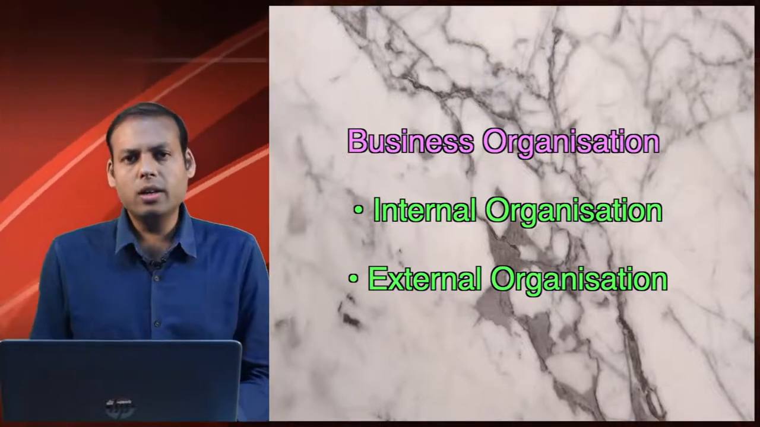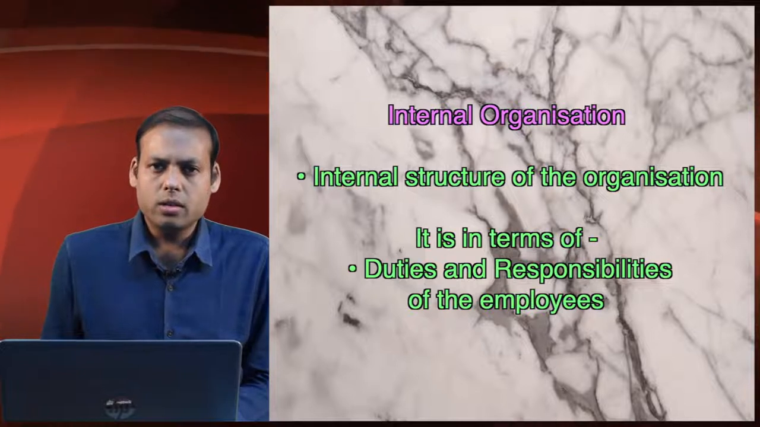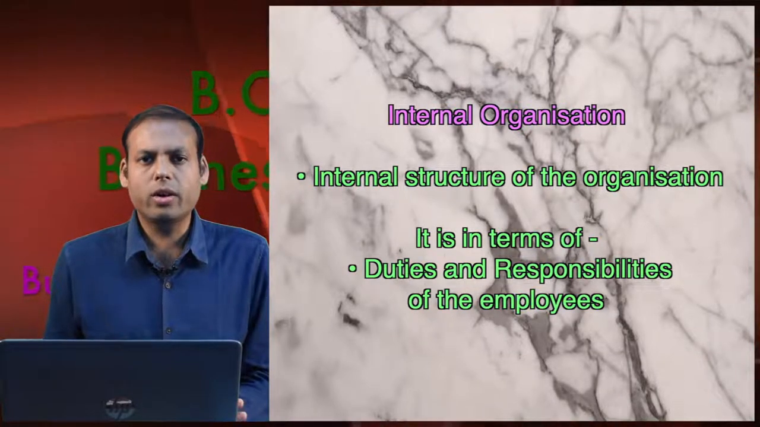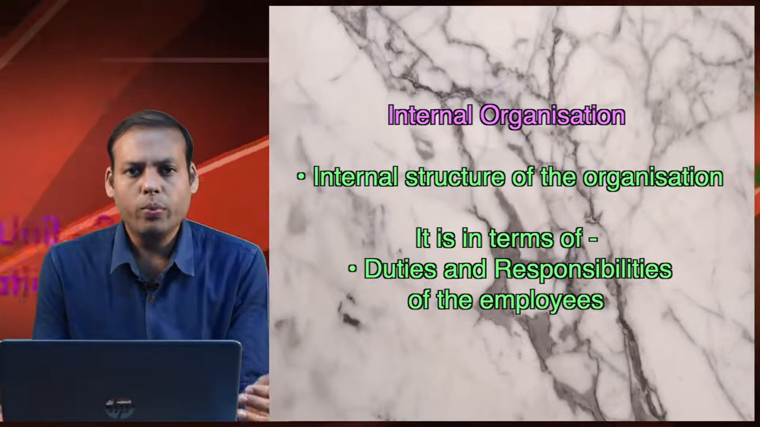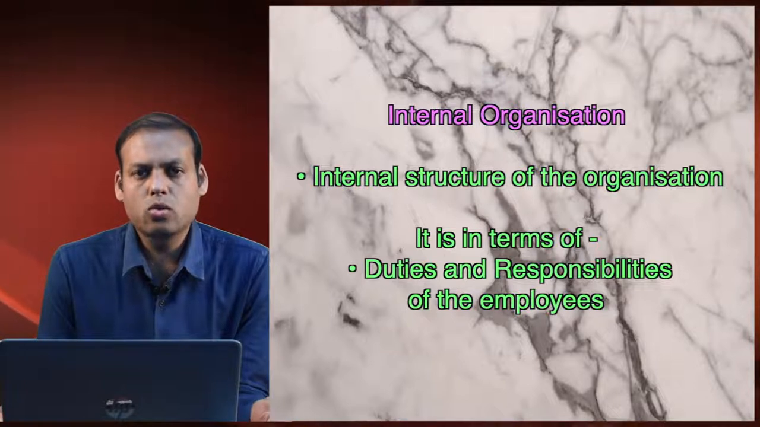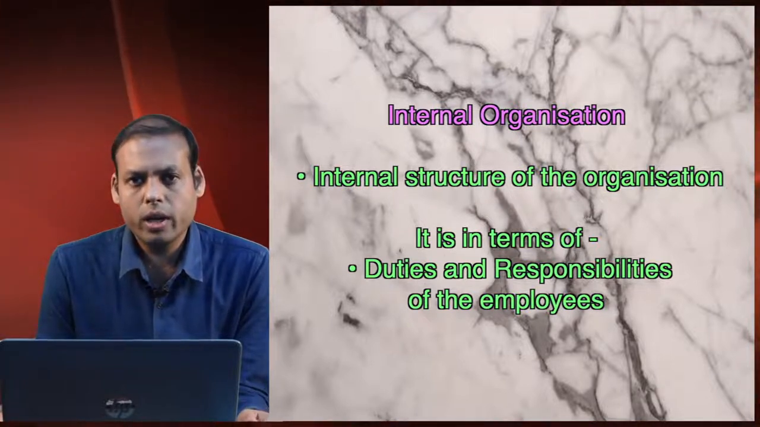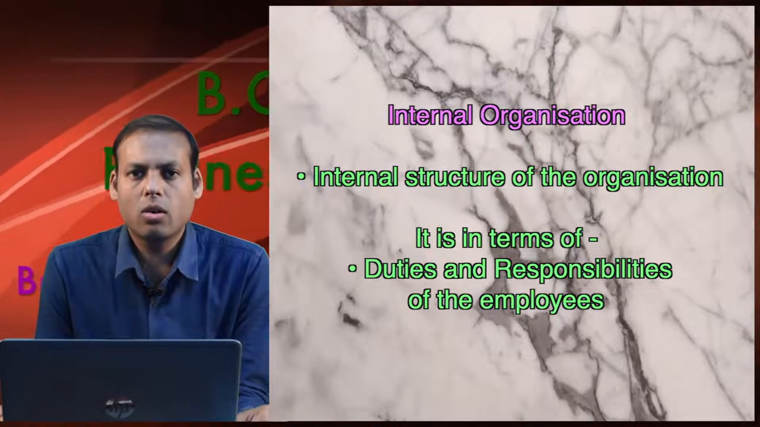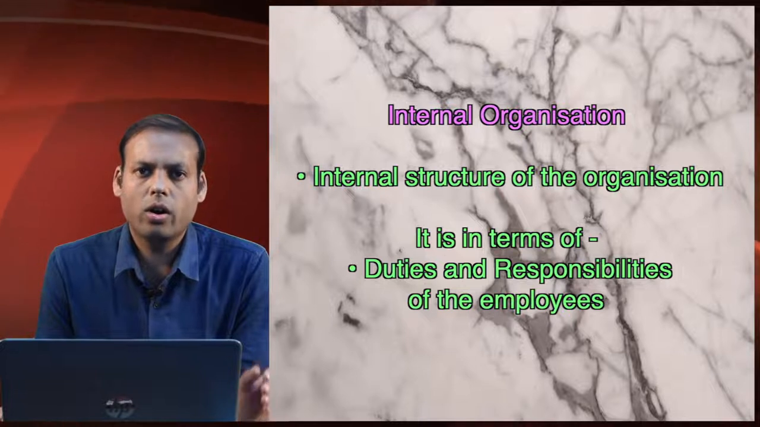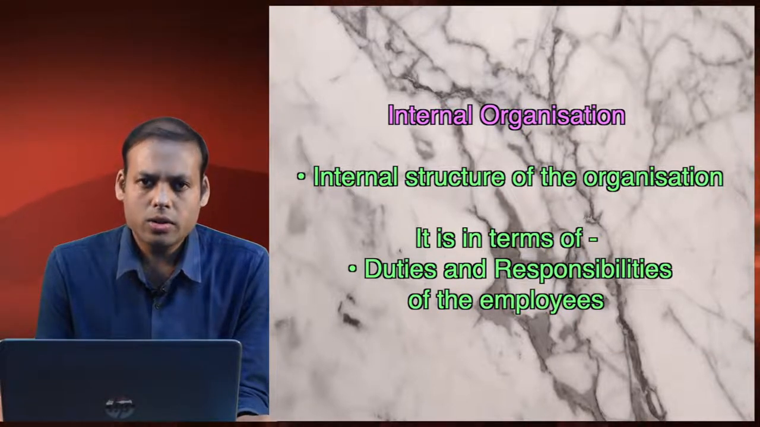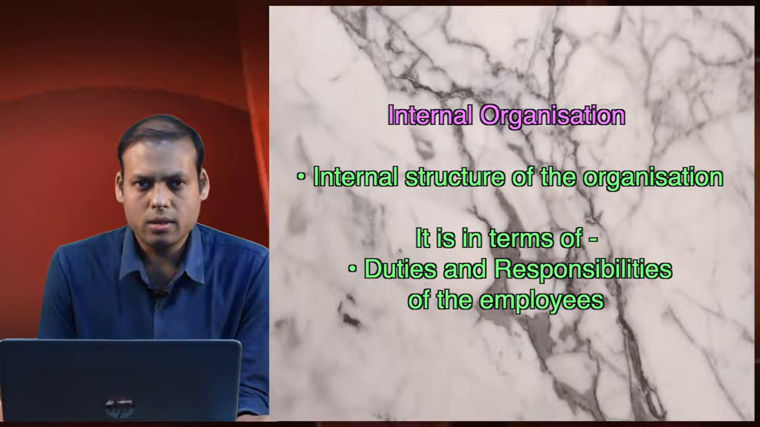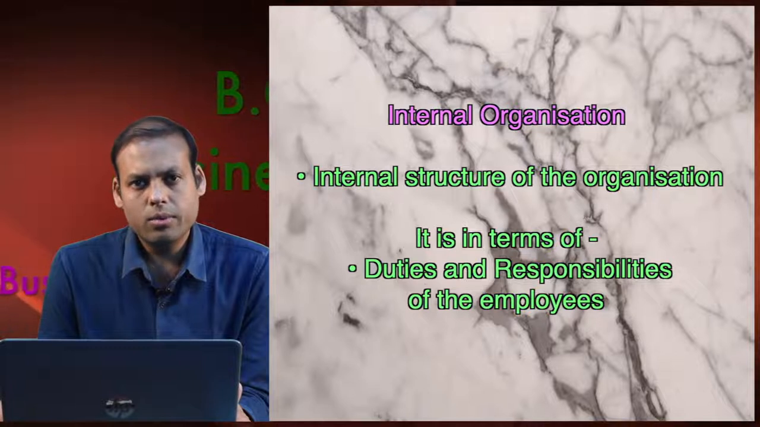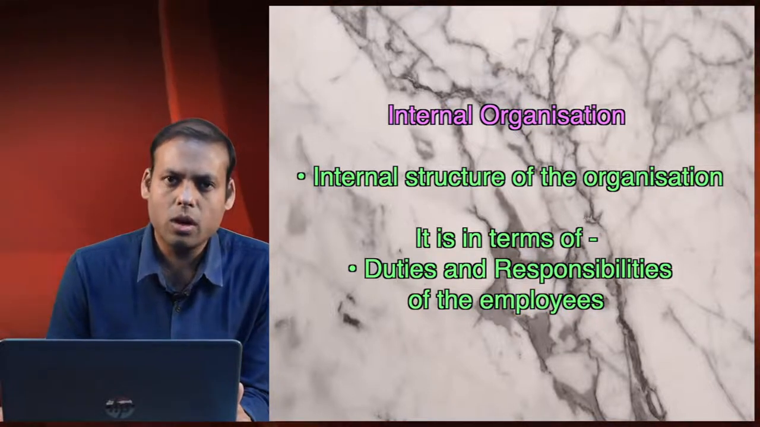So, let us move towards internal organization. In case of internal organization, it generally refers to the internal activities and internal structure of the organization. It means the people working there will have certain activities to perform, they will have certain relationships among them, and accordingly they will work to achieve the organizational objectives, the common objectives that they have set for their organization. The business organization is internally structured in different ways. We will discuss all these things. It is described in terms of duties and responsibilities of the employees.